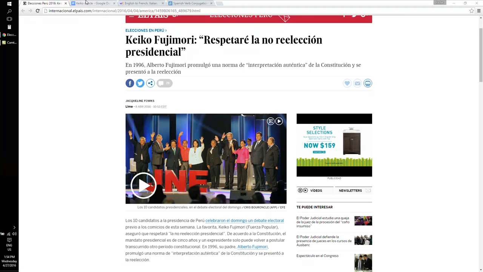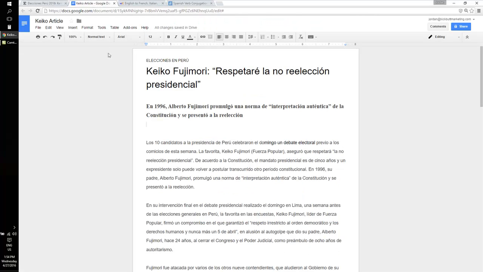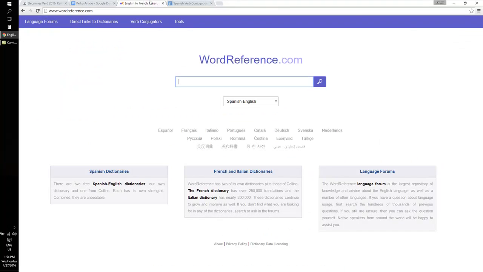Now, it's a little hard to highlight text on this El País article. The link is below this video to the original article. So I copied the text into Google Drive here. This is a Google worksheet or whatever they call it. And that way I can highlight text easier. And then also open here in this tab is wordreference.com, which is my preferred online dictionary. I like it for several reasons. I'll show you throughout this video why.